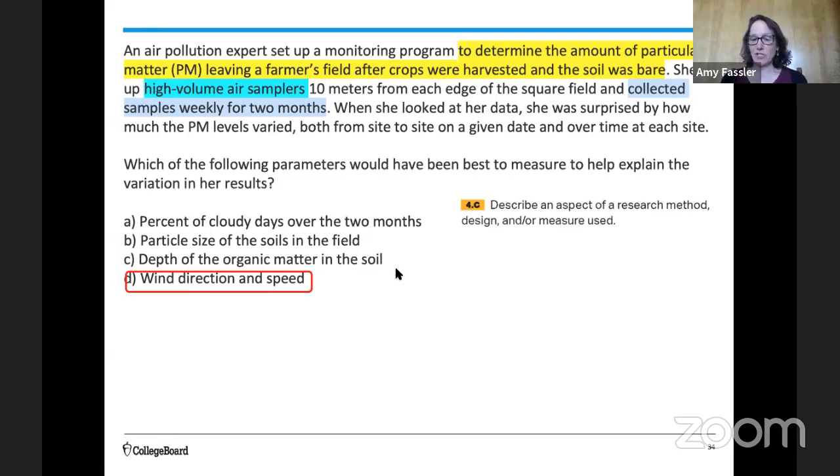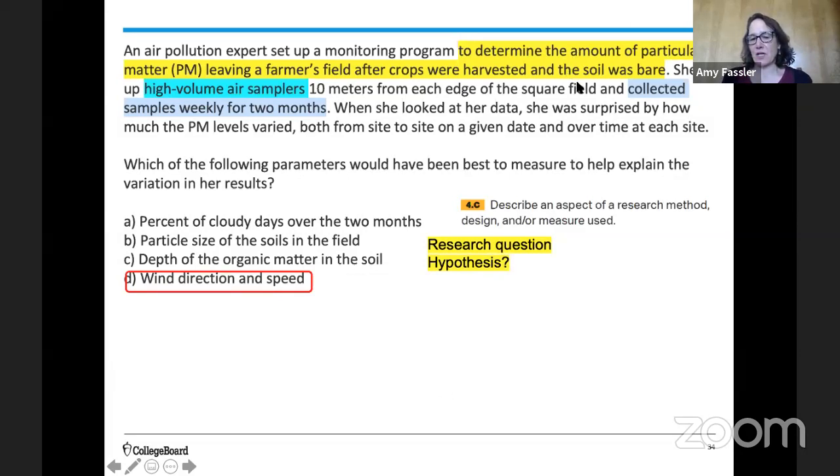Remember, one of our learning targets early on was to describe an aspect of a research design and or method used. And when you look at that, I think a lot of students aren't really sure what you mean by a research method, design, or measure used. Well, the research question is kind of what she's asking there, highlighted in yellow. I could actually ask that as a hypothesis. Maybe I presented this scenario and they said, based on this, what would have been the researcher's hypothesis?